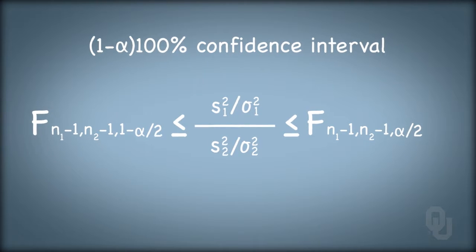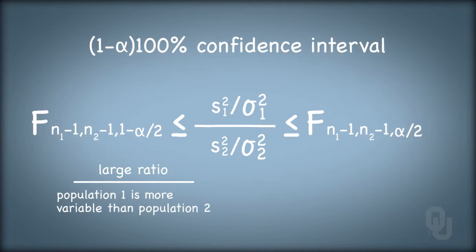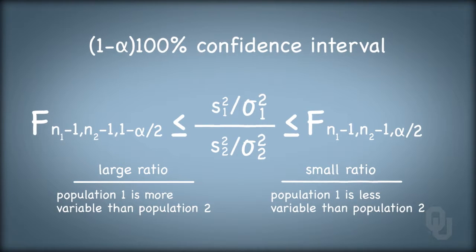But we're ultimately interested in a confidence interval for the ratio of sigma 1 squared to sigma 2 squared. The ratio of these two variances gives us an idea about how different they are. If the ratio is large, then the variance of population 1 is likely greater than that of population 2. If the ratio is small, then population 1 is less variable than population 2.